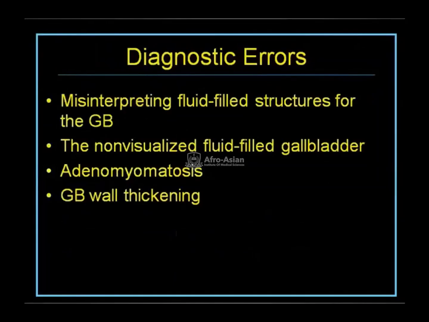So diagnostic errors are important. We have to keep in mind that we can misinterpret fluid-filled structures for the gallbladder, like we saw with the stomach. The non-visualized fluid-filled gallbladder is sometimes covered with gases. Adenomyomatosis, in which we can have a lot of small polyps in the gallbladder, is called strawberry gallbladder. We can have gallbladder thickening also.